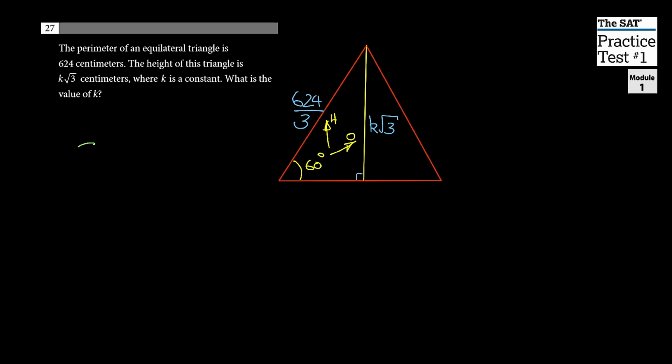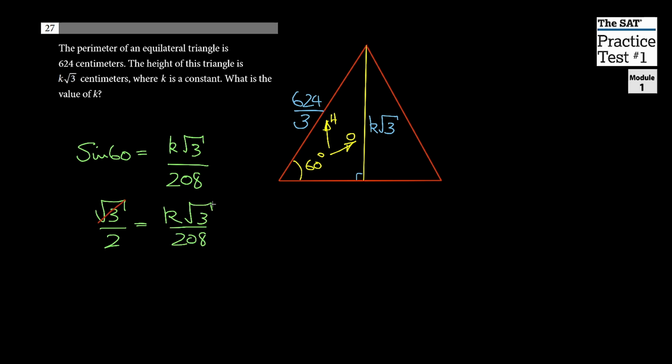So just writing the sine relationship down, I can say that sine 60 is equal to the opposite, which is k root 3, divided by 624 divided by 3. 3 goes in nicely, 208 times. Sine 60 you should know as root 3 over 2. So this is equal to all our stuff here.